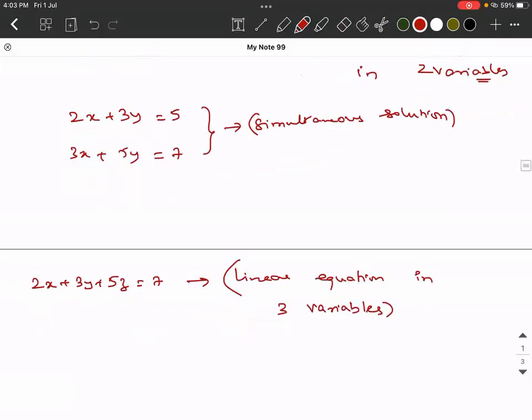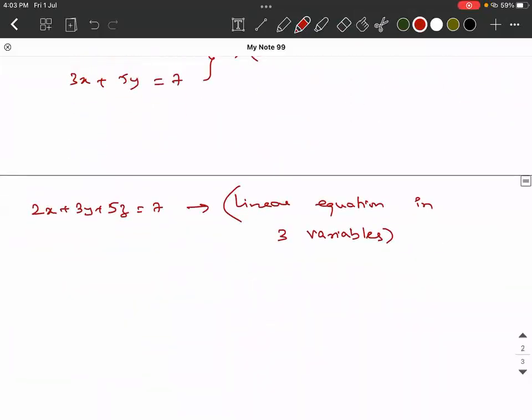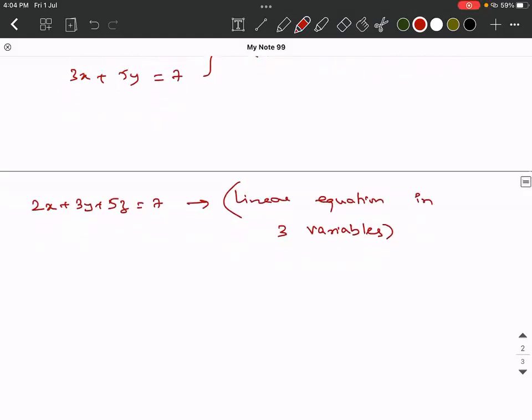Okay. So a linear equation in 3 variables means if I need to find the solution, then I need to have 3 equations to solve it. That tells you the number of unknowns in a given equation is equal to the number of equations you need to solve them. Are you able to understand till this point?